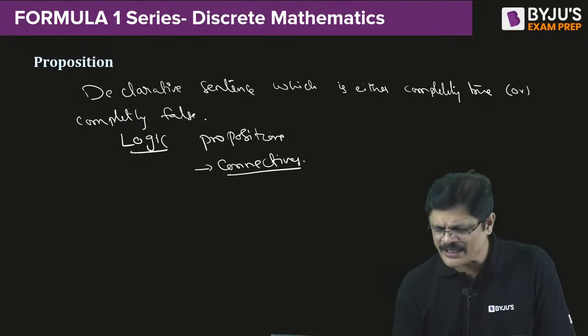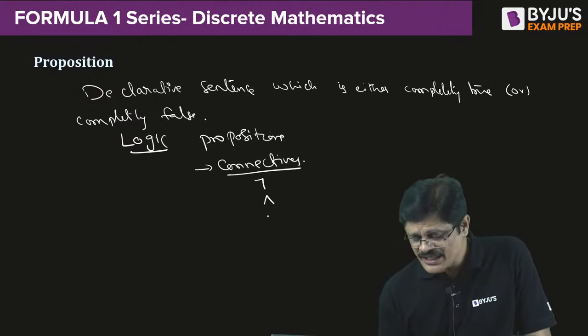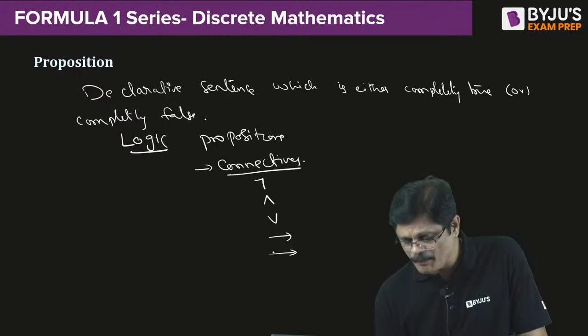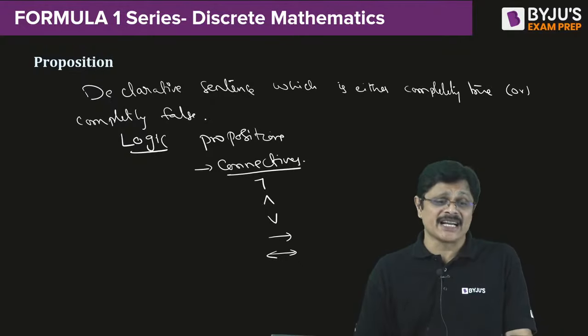So connectives. The important or fundamental connectives are negation, conjunction, disjunction, implication, biimplication. These are called the fundamental connectives or the standard connectives or the basic connectives, my dear friends.